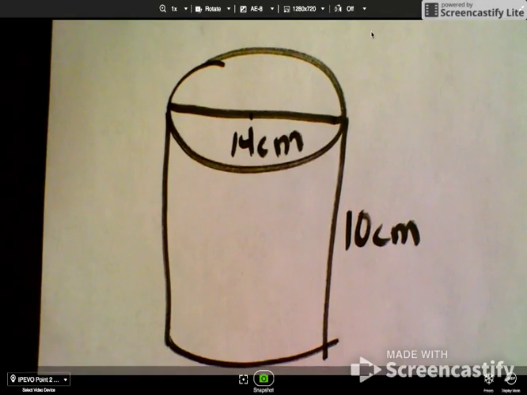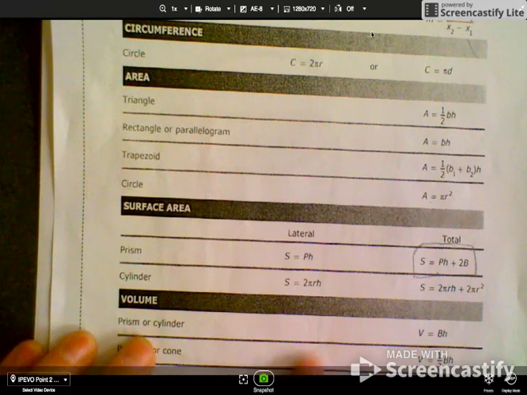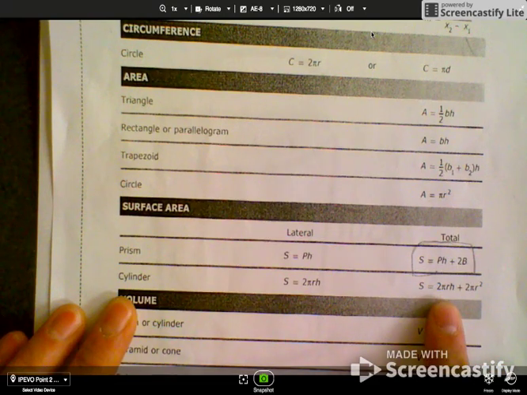Today we're going to be looking at the surface area of a cylinder. So if you would, there's two types of ways we could find the surface area. There's a lateral surface area, which is this formula, and there's total surface area.